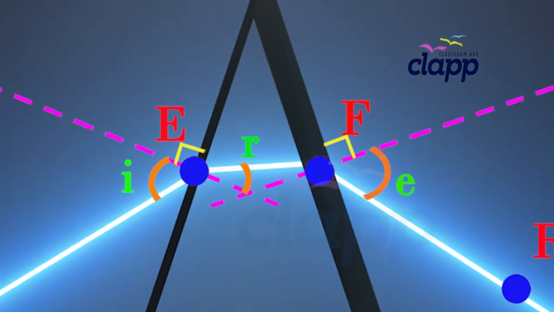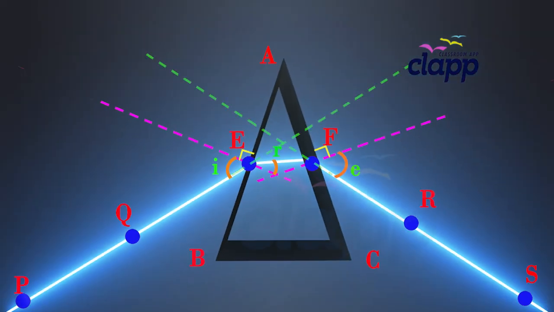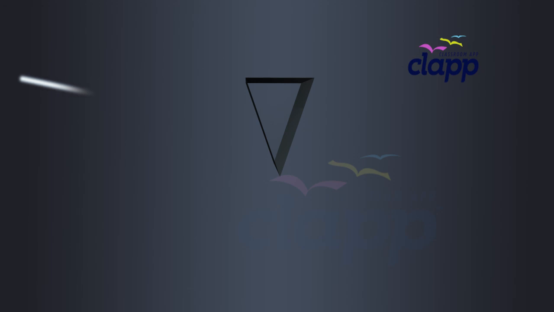The peculiar shape of the prism makes the emergent ray bend at an angle to the direction of the incident ray. This angle is called the angle of deviation. In this case, angle D is the angle of deviation. Dispersion of white light by a glass prism.